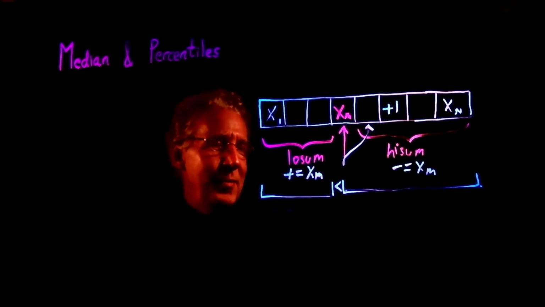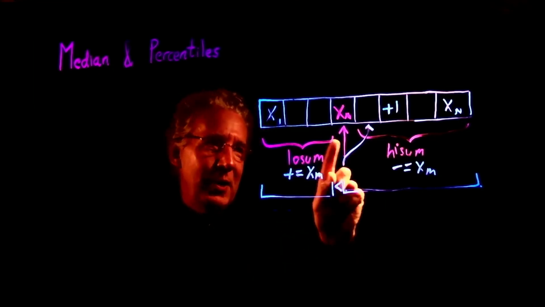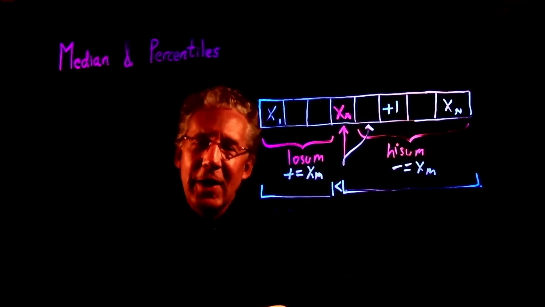And this approximates the median exactly if there were no gaps in the distribution. Otherwise, because the median can only move one slot at a time, it'll only be an approximation of the median.